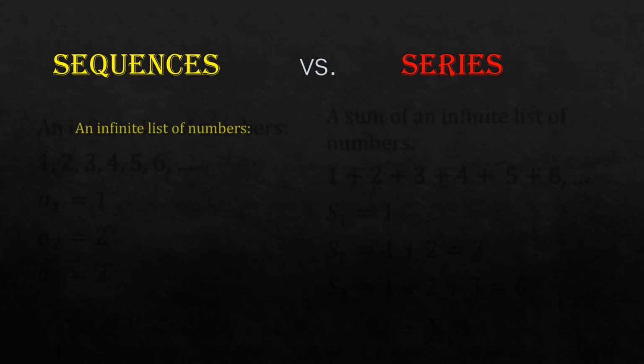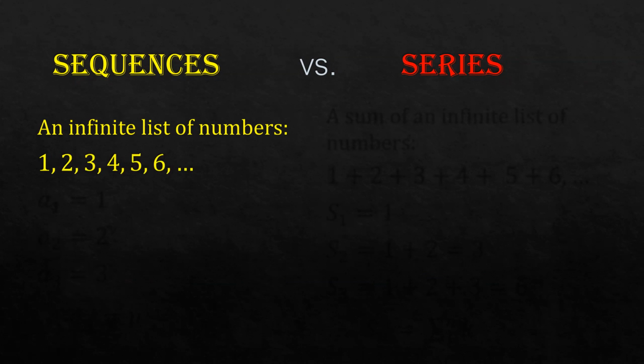A sequence is a list of numbers. For example, 1, 2, 3, 4, 5, 6, 7, 8, right? Now, the first term, which we would probably denote with a small letter, like a sub 1, meaning the first term in the sequence is 1, the second term in the sequence is 2, the third term in the sequence is 3, and so on. And the nth term in the sequence is n, okay?